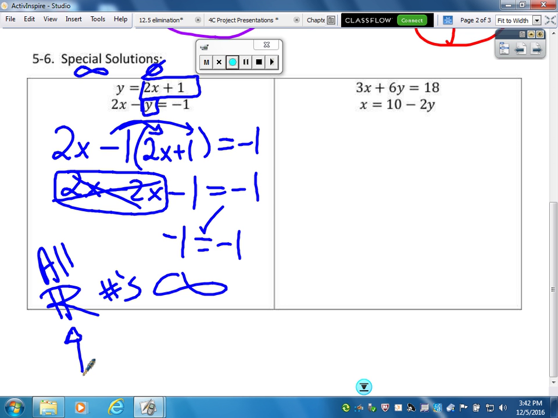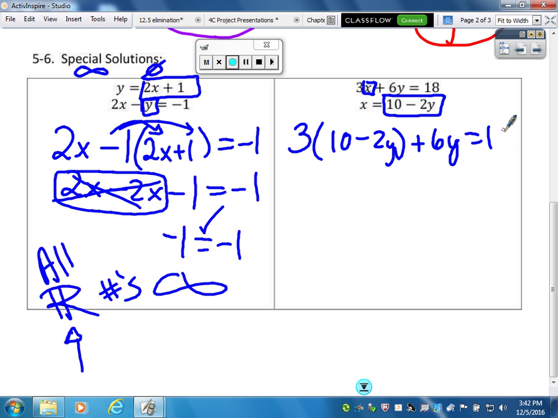All right, let's try the next one. So if that one's all real numbers, the infinite solution, we are talking about the no solution here. So I've got what x is equal to. I'm going to go plug it into this x right here. So 3 parentheses 10 minus 2y, plus 6y equals 18. Take a look at that. I took this, plugged it in here, wrote the rest of that.